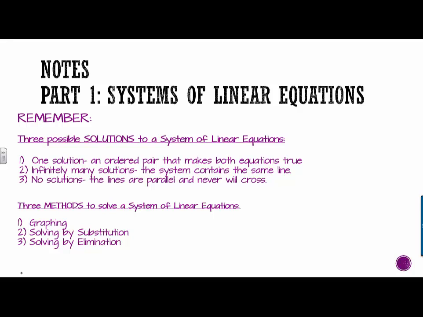One solution is when you have an ordered pair that makes both equations true. Remember, when you graph it, it's where the 2 lines cross, and you get a point for your answer. You get something for x and something for y.